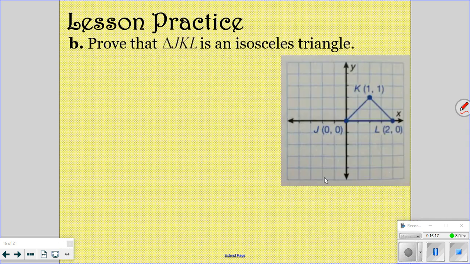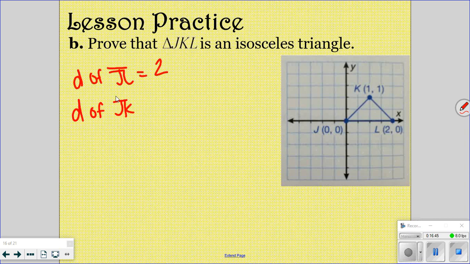Okay, looking at this next one. We want to prove it is an isosceles triangle. So y'all try that by yourself and then I will go over it. So the distance of JL, if you count over, it goes over to 2. So it's just a distance of 2. The distance of JK, if you use your distance formula, you would have 1 minus 0 plus 1 minus 0. So 1 squared plus 1 squared is square root of 2.